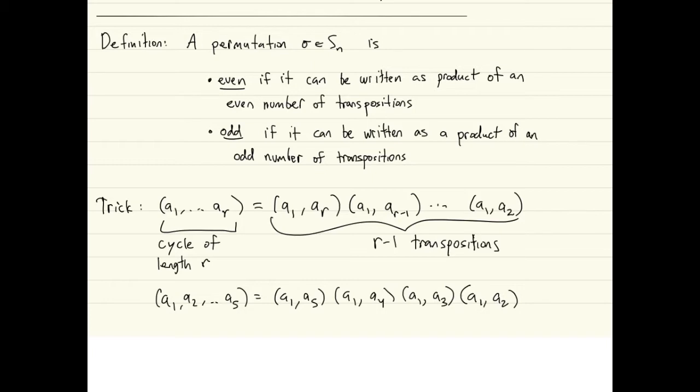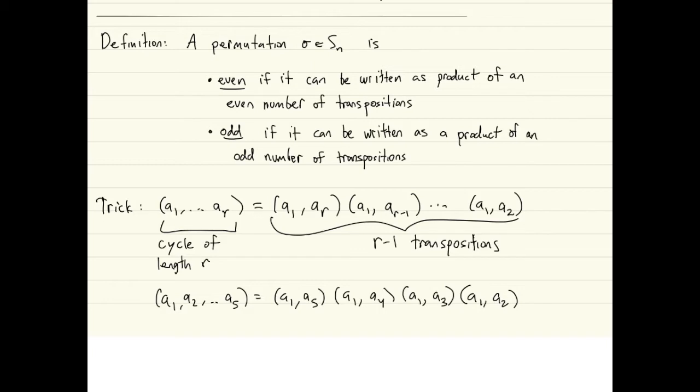Now, one thing that's maybe not so clear from this definition is, can a permutation be both even and odd? In other words, can you write it as an even number of transpositions, and can you write the same permutation as a product of an odd number of transpositions? And the answer is no, that's not possible. I don't want to go into the proof right now. Probably the easiest proof is using permutation matrices and their determinants.